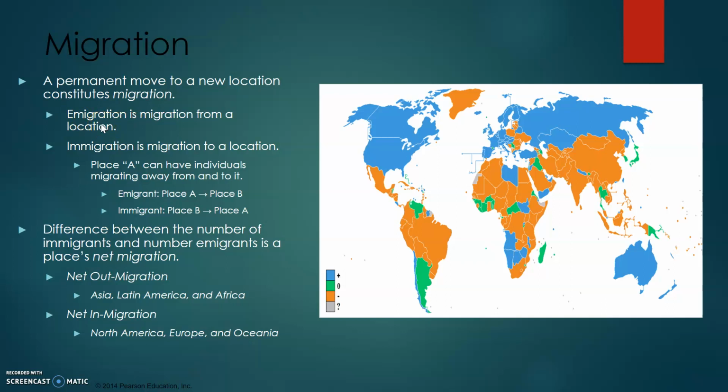So anytime someone moves, they're both types of migrants at the exact same time. However, if you have more people leaving than coming in, you have what is known as a net out migration. Typically, your most undeveloped areas of the world, Asia, Latin America, Africa as a whole, are going to have net out migration because people are moving to North America, US and Canada, Europe, and then areas of Oceania. Specifically, we're talking about Australia and New Zealand.